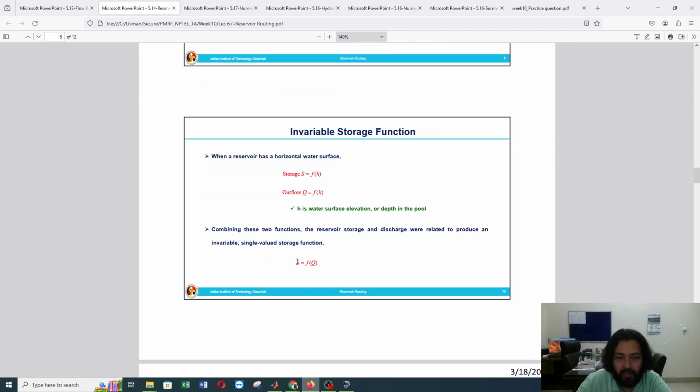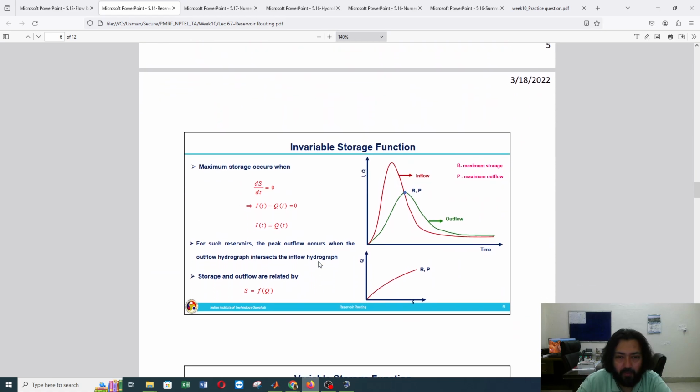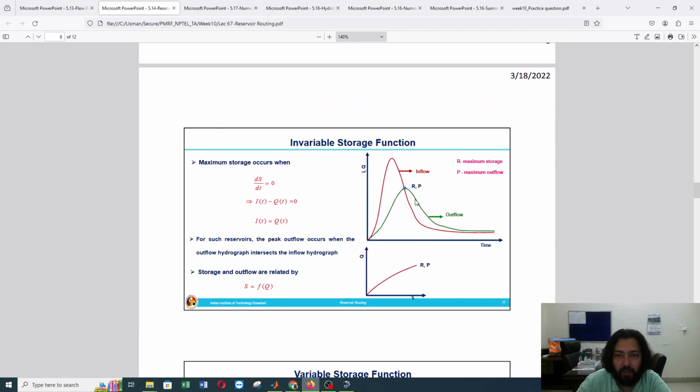So this equation is valid only when the reservoir has a horizontal water surface and the flow velocity is very low. What we are going to observe is that whenever there is an intersection between inflow and outflow hydrograph, that intersection point will give us maximum storage as well as maximum outflow. So here R is the notation for maximum storage and P is the notation for maximum outflow.